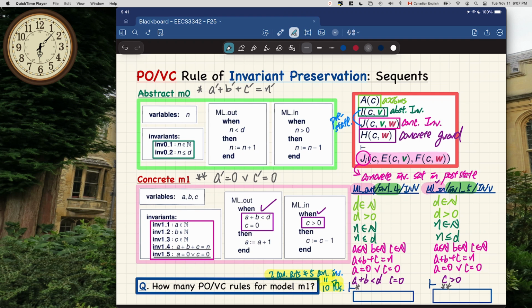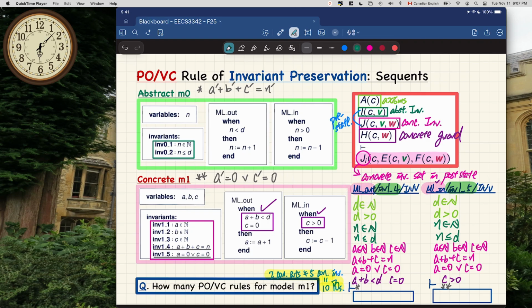So this is why when you look at the rule, it tells you that when you work out the post-states version of the concrete invariants, you have to look at the effects for the abstract events, and you also have to look at the effects for the concrete events. You want to look at both of them, right? That kind of tells you the hints. All right. Let's now look at the ML out right here.